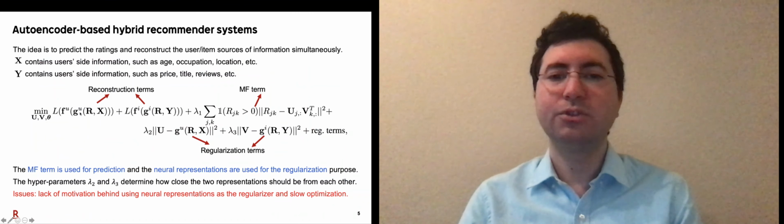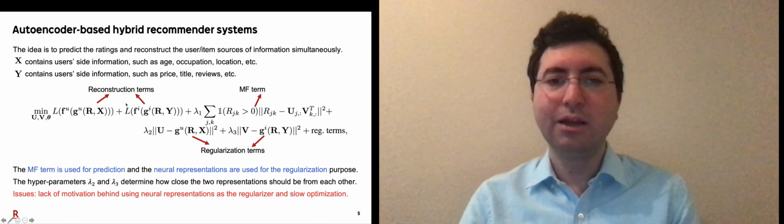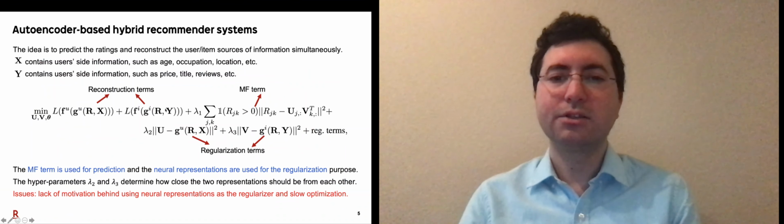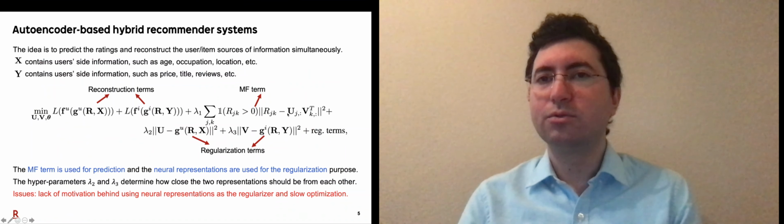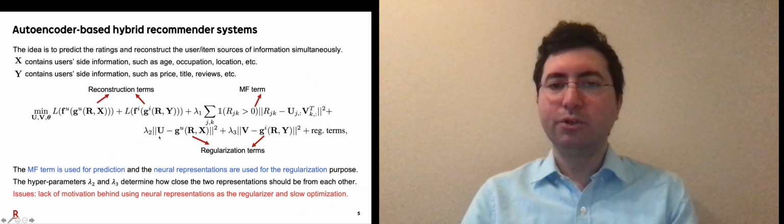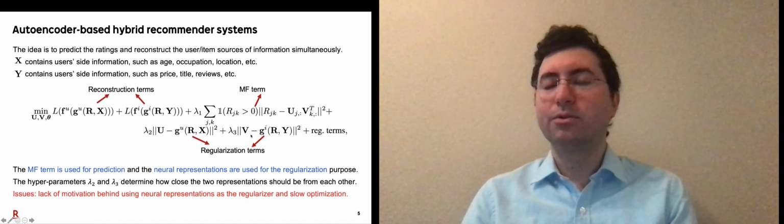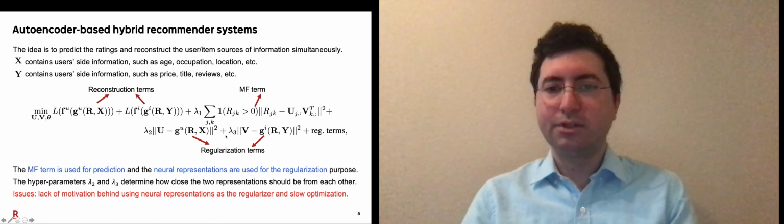Here is the general format of the objective function of the previous works. They have these two reconstruction terms to reconstruct user and item rating and side information. They have the matrix factorization term to predict the rating, and they have the regularization term. U should be close to user neural representation and V should be close to the item neural representation. You can see that there are two hyperparameters here.